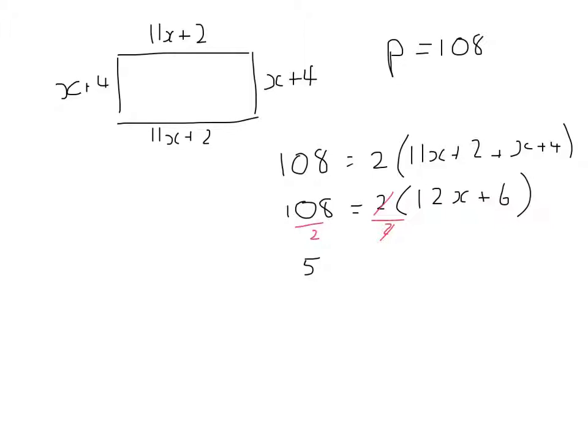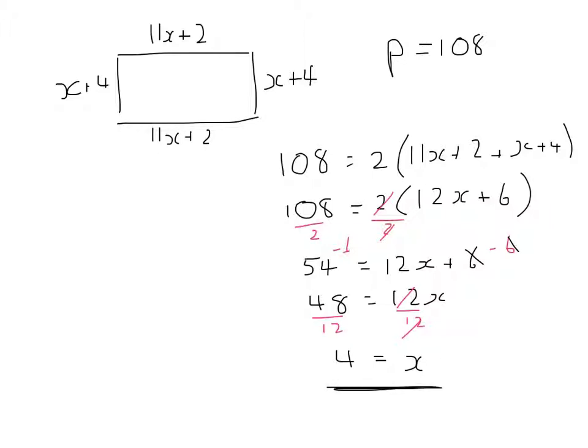54 is equal to 12x plus 6. Next we need to take away 6 from both sides. That will leave us with 54 take away 6 is 48 is equal to 12x plus 6 take 6, they've cancelled each other down. Next we want to divide both sides by 12. That cancels that down. Leaves us with x is equal to 48 divided by 12 is 4. So x is equal to 4 in this instance here.